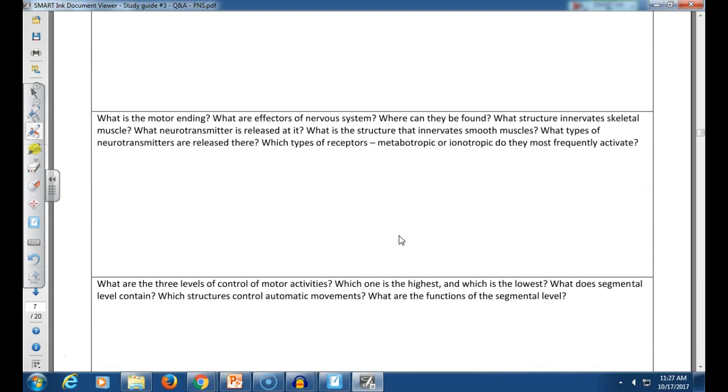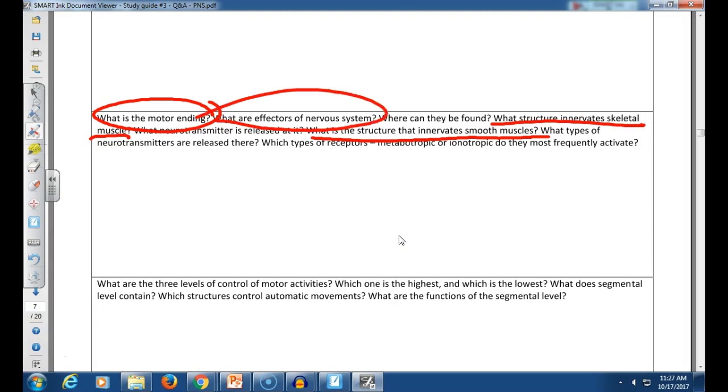Understand the difference between the motor endings in the skeletal muscle, which is the neuromuscular junction, and varicosity, which is a motor ending in the smooth muscle. Does that make sense? Know what effectors are? We talked about it. Neurotransmitter at the skeletal muscle is ACH. At the varicosity, it's what? What can act on the smooth muscle? Which neurotransmitters?